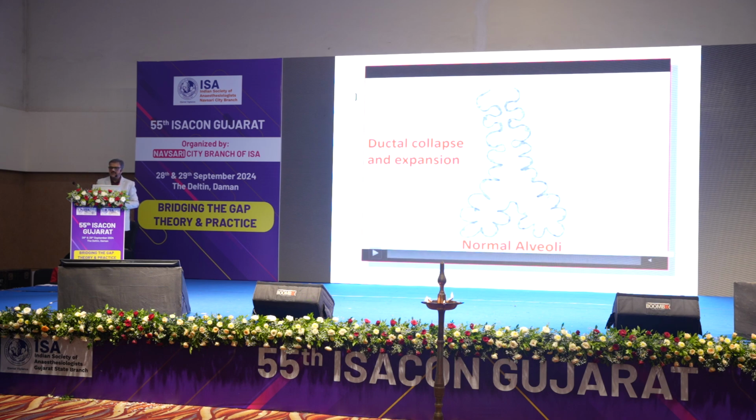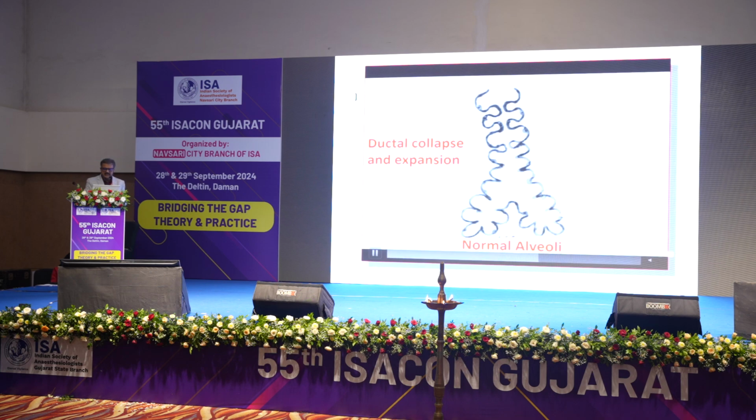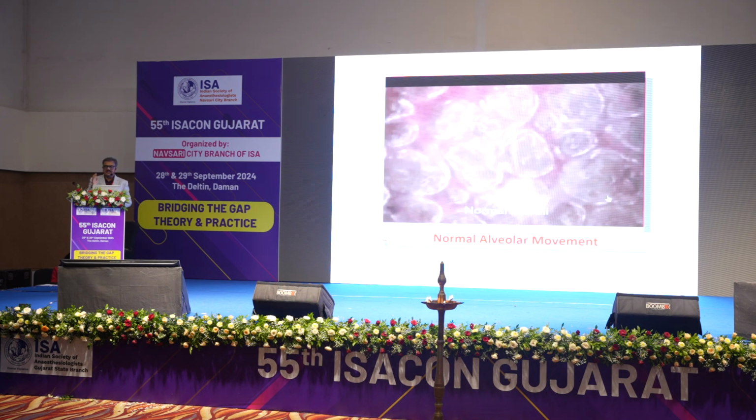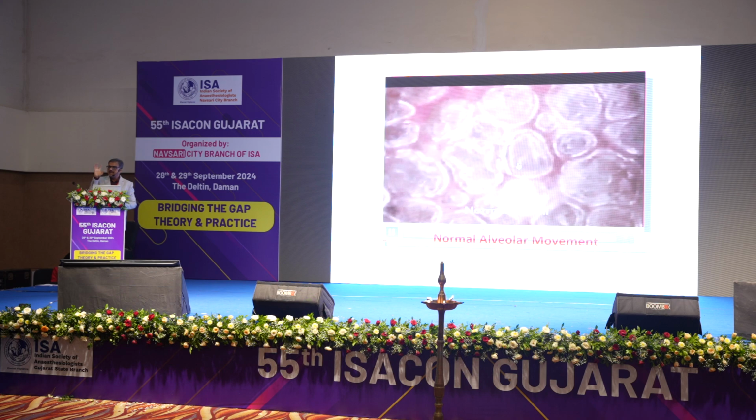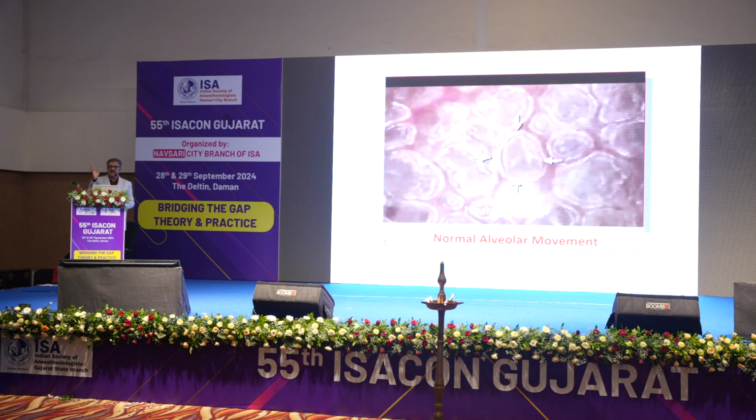Usually, there will be an alveolar opening and ductal opening and ductal collapse. There is hardly any change in alveolar size and shape; they tend to retain their size and shape. Look at this, this alveoli is retaining its size and shape. And this is the normal microscopic image of the alveoli. There is a minimum change in the alveolar size and shape. It tends to retain its size and shape.